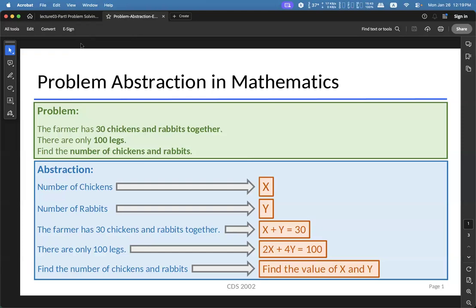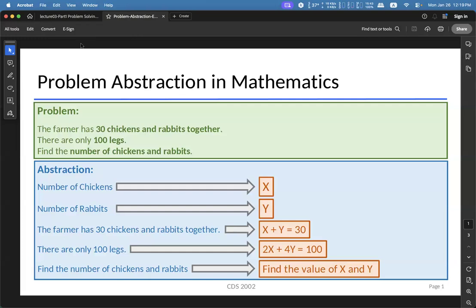The farmer has 30 chickens and rabbits together. For this condition, we write x plus y equals 30. In the process of converting "the farmer has 30 chickens and rabbits together" into x plus y equals 30, we are eliminating certain details that are not necessary for finding the solution.